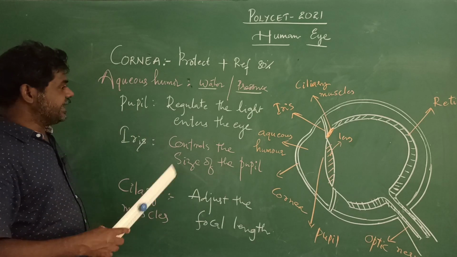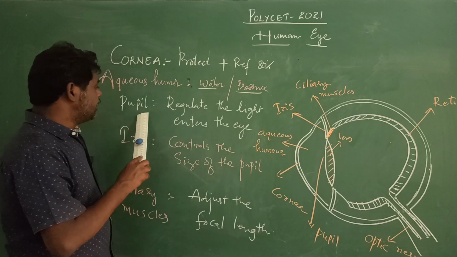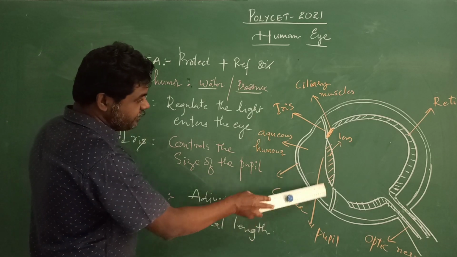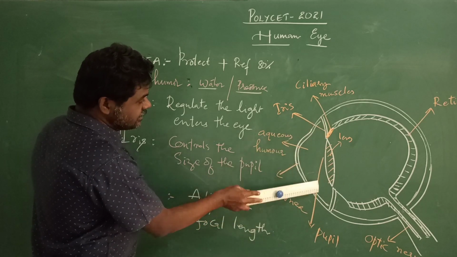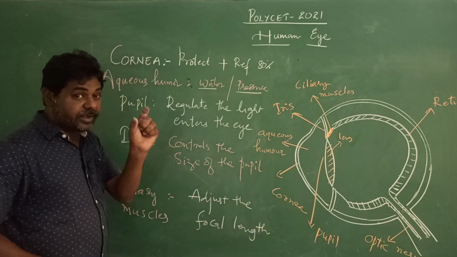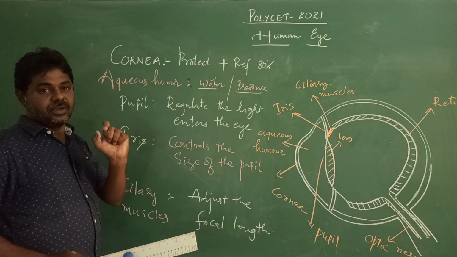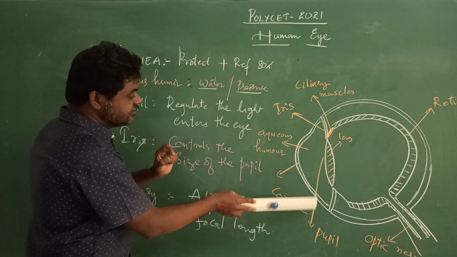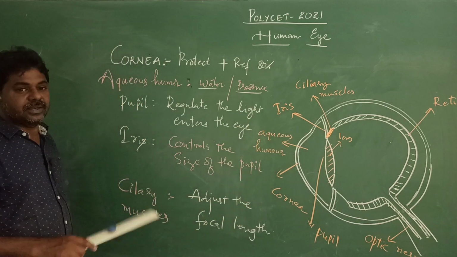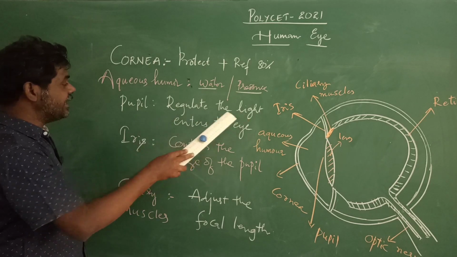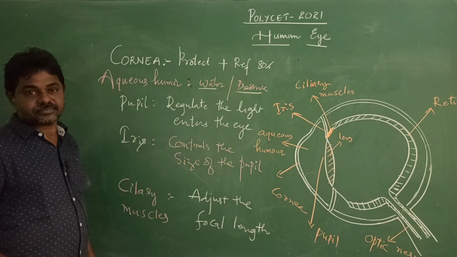Okay, next coming to pupil. So this is pupil, and pupil and iris, these two are going to work combinedly. So what is the role of pupil? Pupil is going to regulate the light that enters the eye.